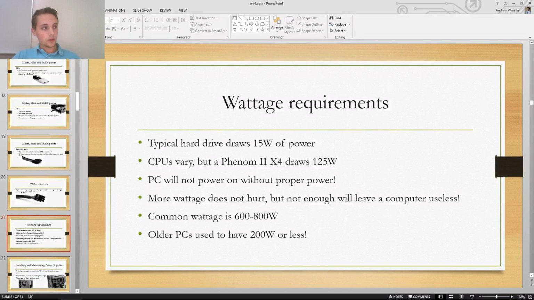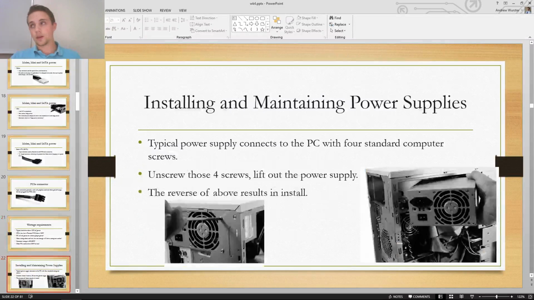But the CPUs are one of the largest power hogs within a PC. Between that and the graphics cards, those take quite a bit of power as well. So every power supply does have a standard 4 screws, sometimes 3 screws, holding them in, and it literally just slides out in theory.